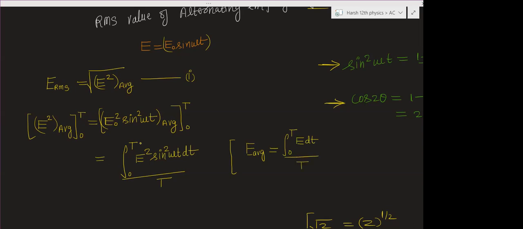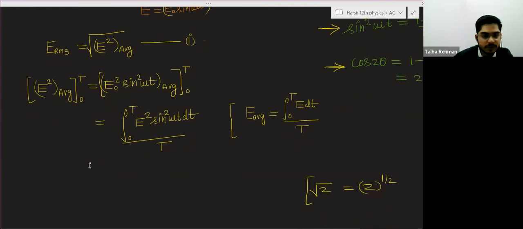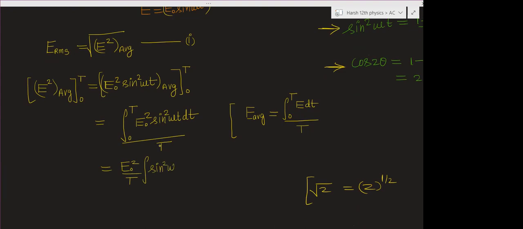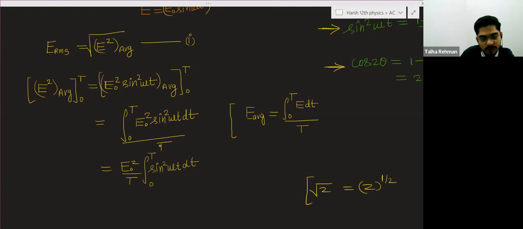Now this E naught square is constant, so we can take it out of the integration. This T is also constant. So this will become E naught square divided by T, and we have the integration of sin square omega t into dt. Our limit is 0 to T.